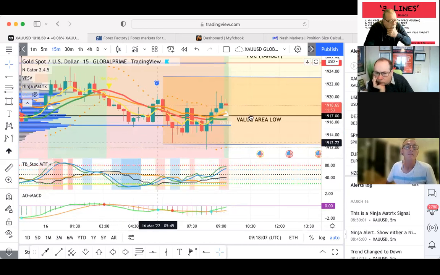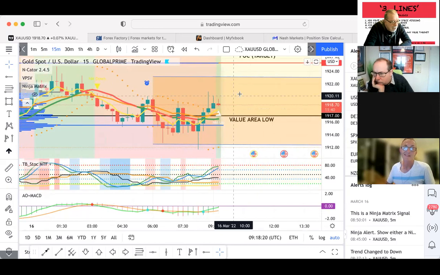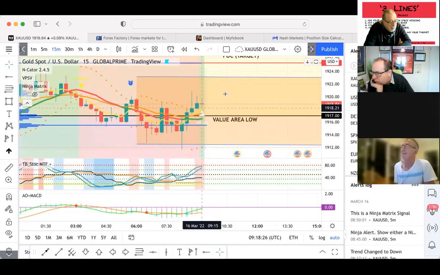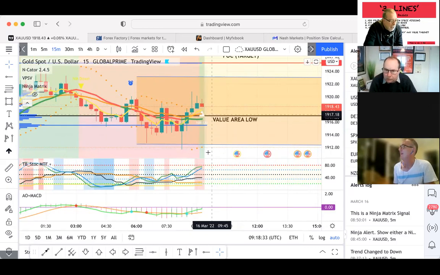Has anybody else noticed that when you get a change of Ninja Matrix, as we've got there from red to green, the first candle tends to contradict the change? How many times has that happened? Does anybody else notice it? It's going to make a liar out of me, but that first candle quite often indicates the opposite to what the Ninja Matrix is saying. The matrix, definitely noticed that.